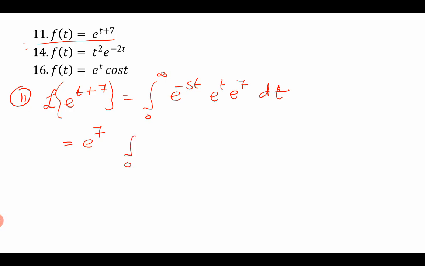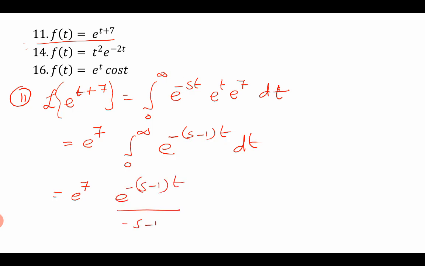Now club this one: integral 0 to infinity of e raised to minus (s minus 1) times t dt. Now integration will give you e raised to minus (s minus 1) times t divided by minus (s minus 1), from 0 to infinity.